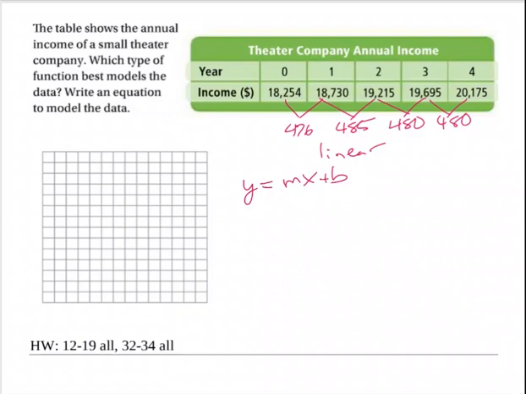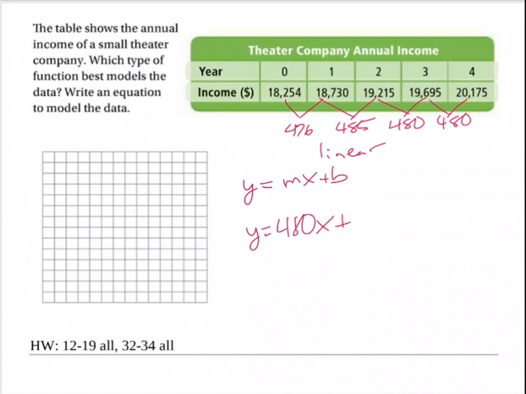Starts with R. Real world. Okay, rise over run is a what? It's a rate of change. There you go. It's the rate of change. Okay. What's our rate of change here? 480. We're changing by about 480 every time. So that's our slope. It's 480 times a year and then plus 18,250.